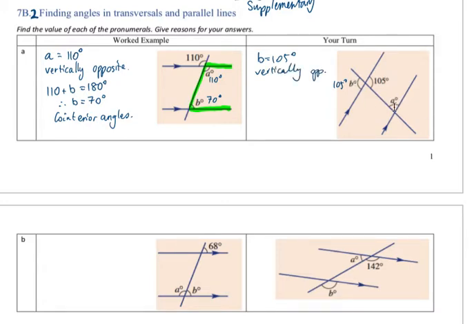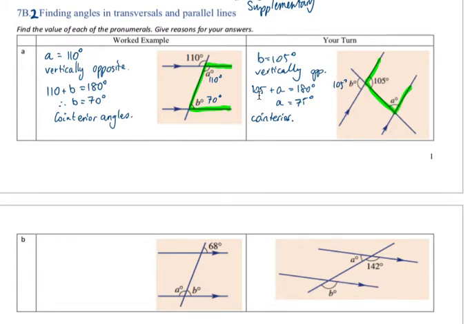A, we can see here, is co-interior to the 105. Therefore, A has to equal something. Well, what would A have to equal? Well, we know that 105 plus A has to equal 180 degrees. Therefore, A is equal to 180 minus 105, which is 75 degrees. What's our reason? Co-interior.